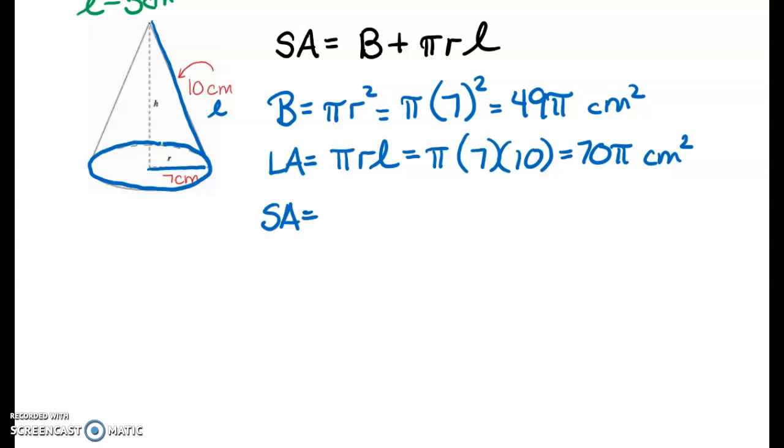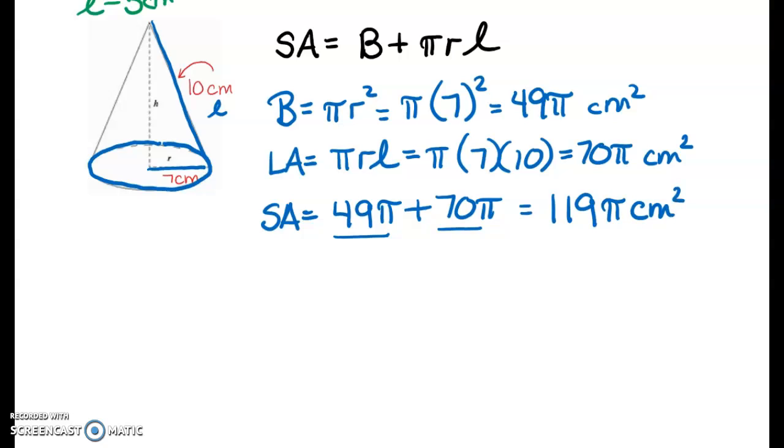So my surface area, I just add my base and my lateral area. 49 pi plus 70 pi. And you notice they are like terms. So I have 119 pi centimeters squared. And that is it for this video.